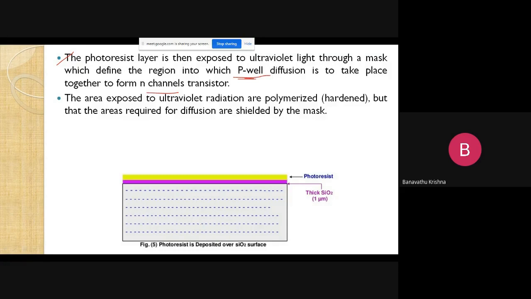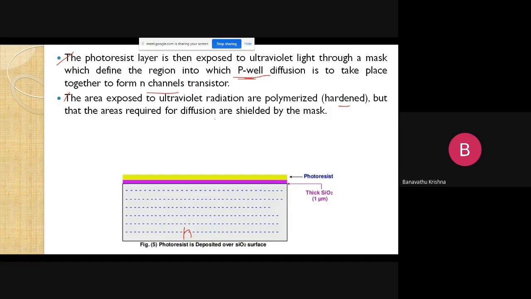Initially, I want to take an N-type substrate, which is used to form the P-type transistors. In that N-type substrate, we need to diffuse the P-well to form the N-channel. Why? Because we need to implement both devices, NMOS and PMOS, at a time in a CMOS circuit or CMOS device. Right? Next, the areas exposed to ultraviolet radiation are polymerized, that is nothing but hardened.